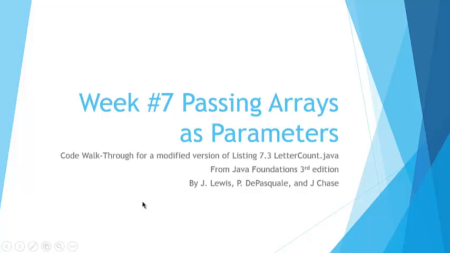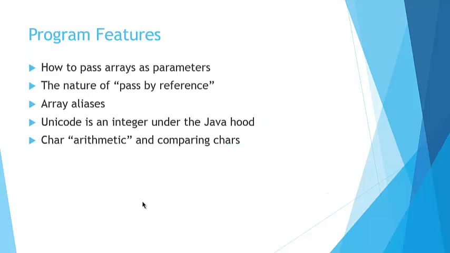This presentation is a code walkthrough for a modified version of Listing 7.3, LetterCount.java, from Java Foundations. In the third edition of the textbook, this example can be found on pages 347-348. The program features how to pass arrays as parameters, the nature of pass by reference, array aliases, Unicode is just an integer under the Java hood, and how we can do char arithmetic and how to compare chars.